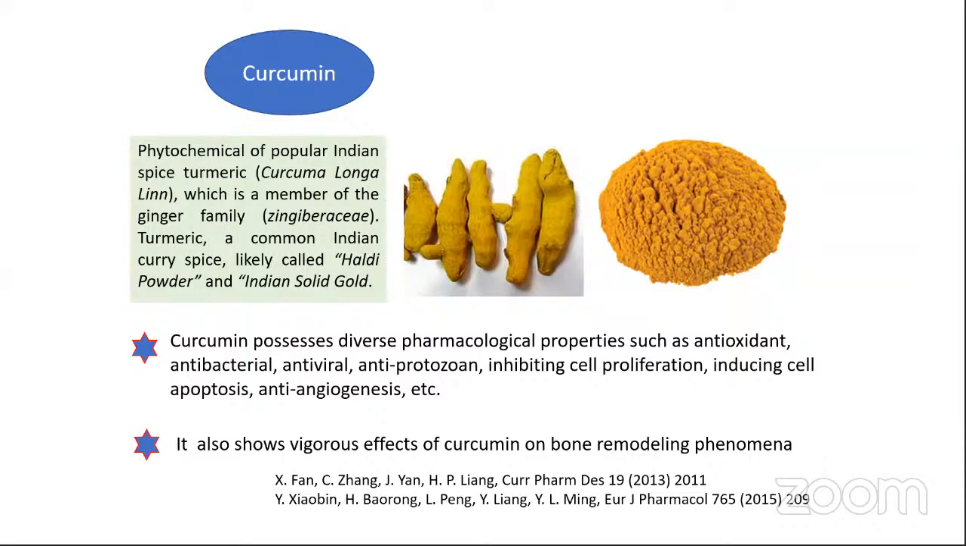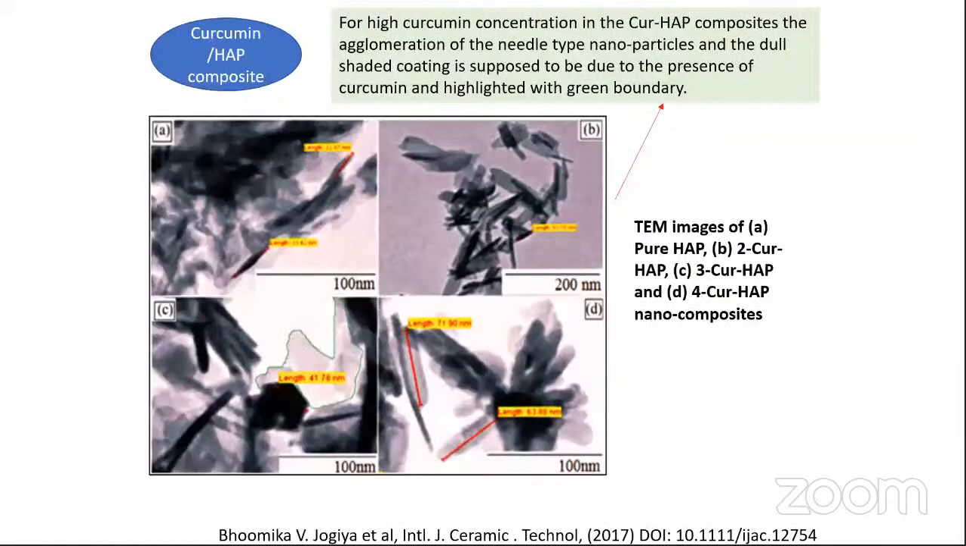Curcumin possesses diverse pharmacological properties such as antioxidant, antibacterial, antiviral, antiprotozoan, inhibiting cell proliferation, inducing cell apoptosis, and anti-angiogenesis. And we have developed the curcumin hydroxyapatite composite material.